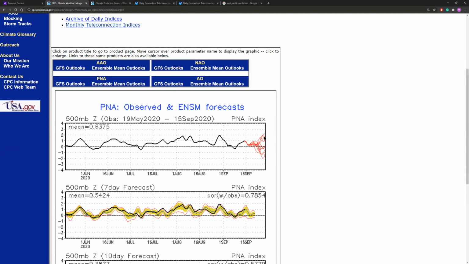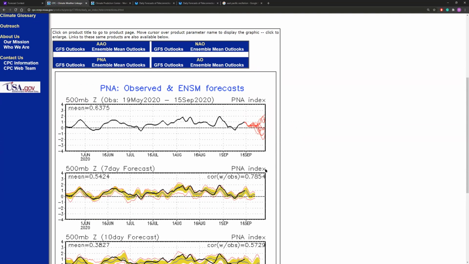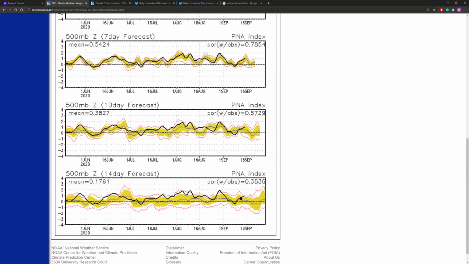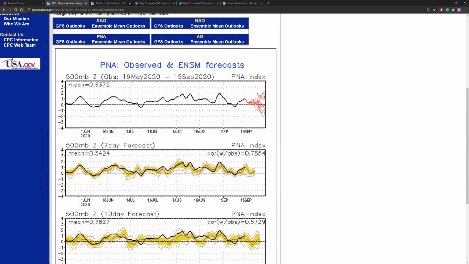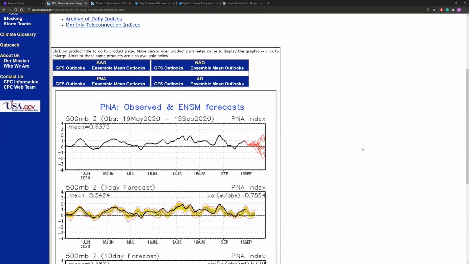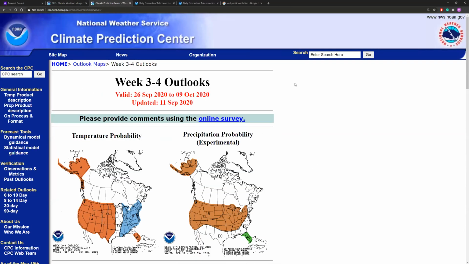PNA, some of the weirdness Phil mentioned as well with the GFS, kind of half split between going up to positive and going back down to negative. I pushed through this issue by using the 14-day verification forecast here. It has been verifying on the positive side, so using that as a baseline, I leaned more towards the positive PNA, which is a cooler signal for the southeast during October.